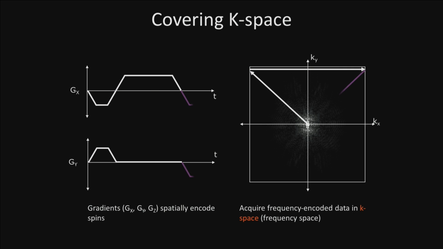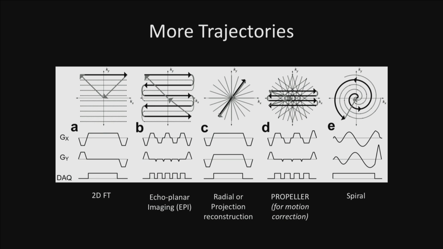Okay, the other thing I want to show here is that this is not actually the only way we can do imaging. It turns out the Cartesian or 2DFT type pattern is the most robust and a very efficient way of doing it, but there are a number of other ways we can cover some sort of 2D region or even 3D region in K-space.